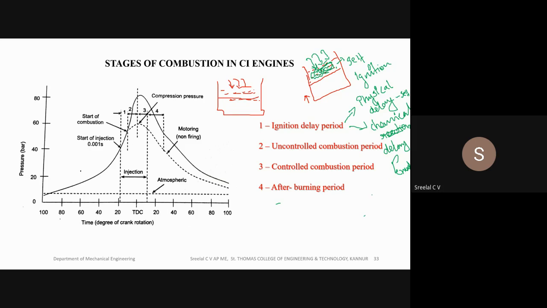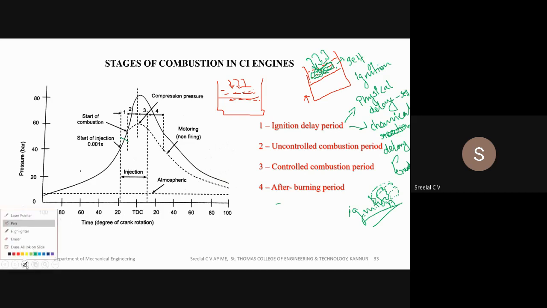Okay, here the self ignition temperature has been attained, and all the atoms will be absorbing that and getting ready for the ignition. The period up to the ignition is what we call the ignition delay. So here you have to understand this particular ignition delay is subdivided into two parts: physical delay period as well as the chemical delay period.